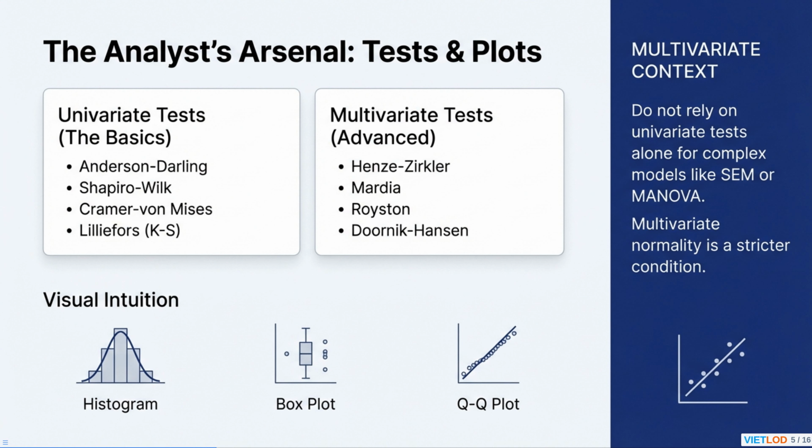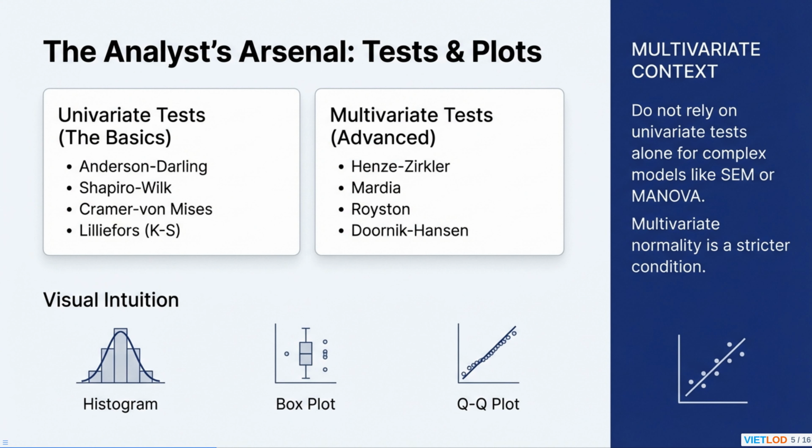Beyond the basic Shapiro-Wilk and Kolmogorov-Smirnov tests we've discussed, an analyst has a wider arsenal of tools. For univariate normality, you might also encounter the Anderson-Darling and Kramer-von Mises tests, which can be more powerful in specific scenarios. However, for more complex analytical models like structural equation modeling or multivariate analysis of variance, you'll need to assess multivariate normality. This is a much stricter condition, requiring specialized tests like Henze-Zirkler, Mardia's, or Royston's, as univariate tests alone are insufficient. Crucially, statistical tests should always be complemented by visual diagnostics.